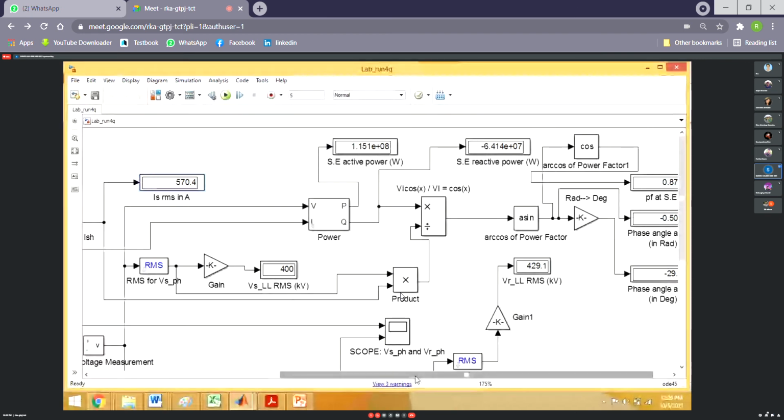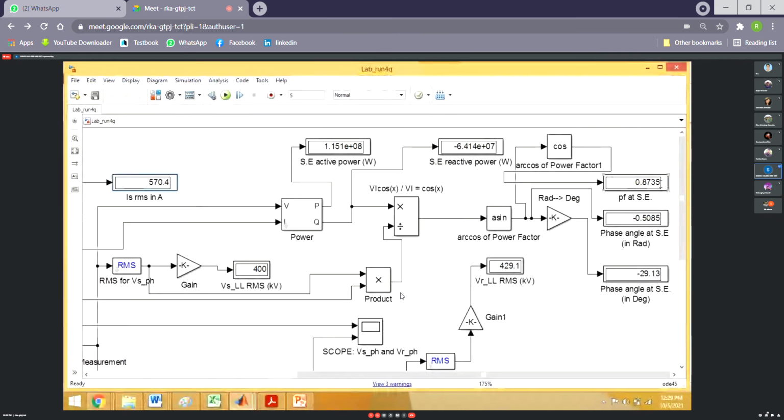Now you can see the power factor is 0.8735. You can see the power factor angle is minus 29.13 degrees. You have reactive power, you have power factor, and the RMS values of voltage and current. So you can calculate the power factor theoretically also and verify it. Have you copied all the information?